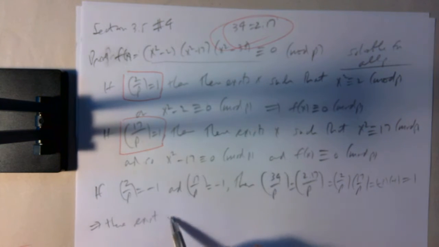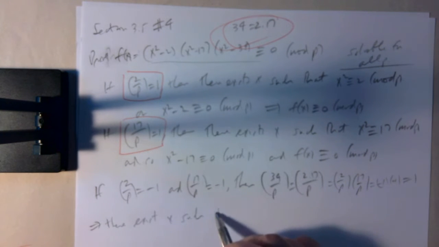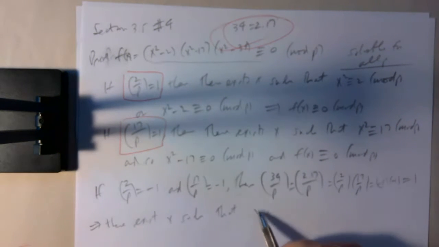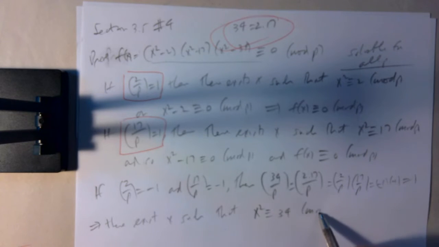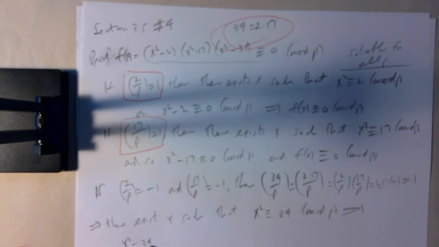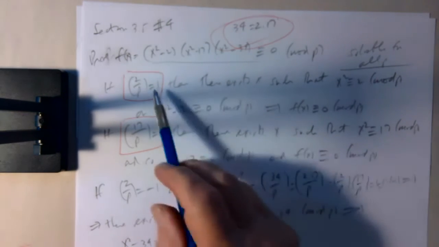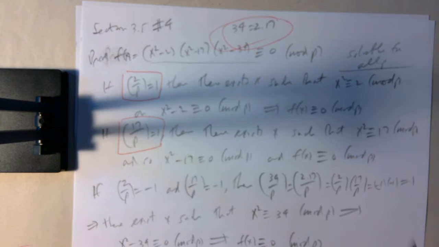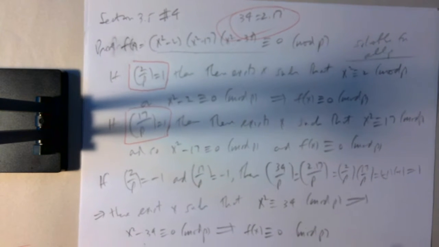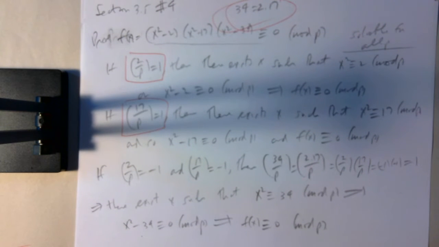there has to exist an x such that x squared is congruent to 34 mod p, which means x squared minus 34 is congruent to 0 mod p. And this is a factor of this polynomial. So f of x is congruent to 0 mod p. So we've exhausted all the cases.